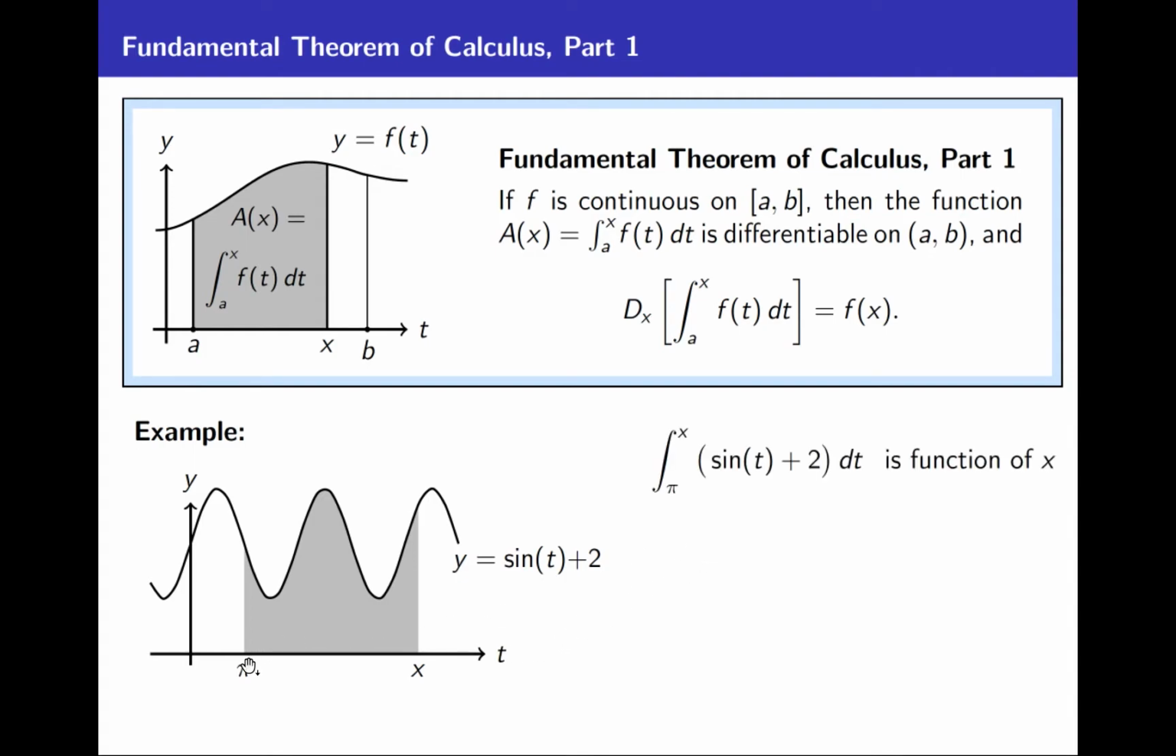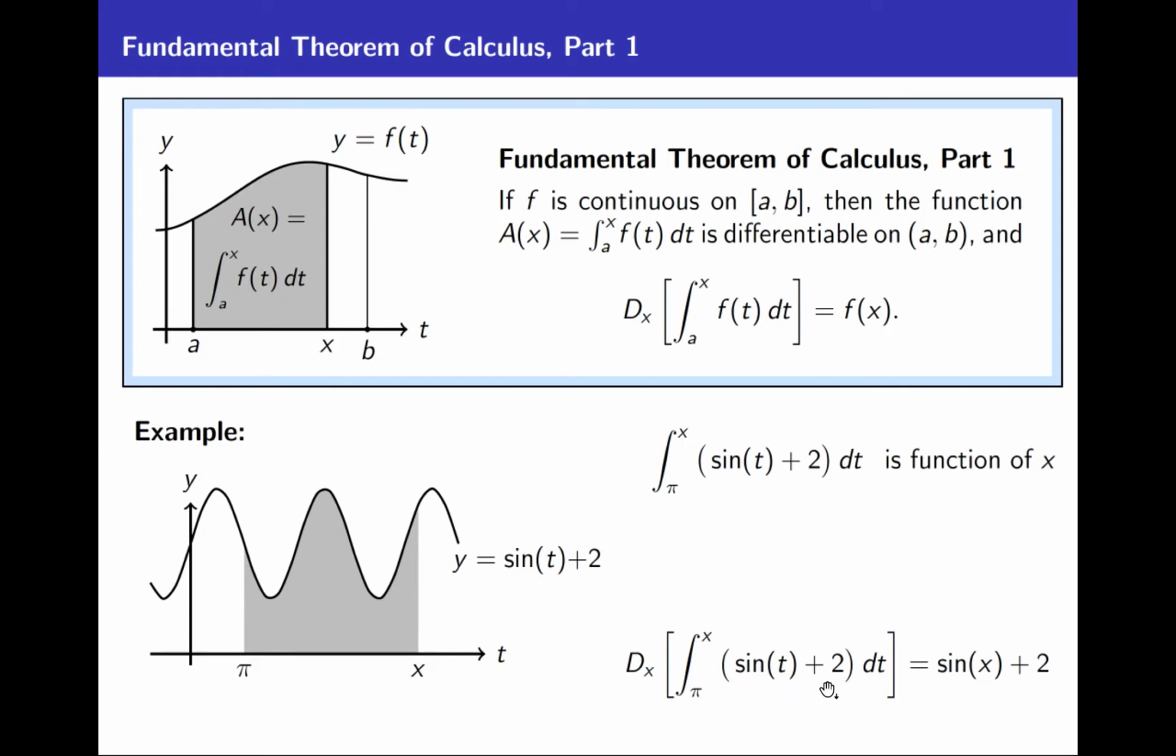The area of this shaded region under the curve between pi and x is the integral from pi to x of sine of t plus 2 dt. And again, that's a function of x. The value of this integral is a number that depends on x, so it's a function of x. And what the Fundamental Theorem of Calculus, Part 1, says is that the derivative of the integral from pi to x of sine of t plus 2 dt equals the function f of x, which in this case is sine of x plus 2. Now, it's sine of x plus 2, not sine of t plus 2, because remember, this is a function of x here.